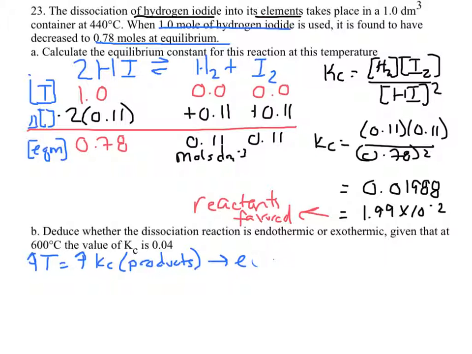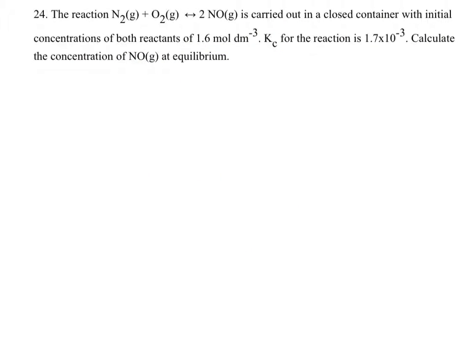Sorry for the spelling. So we are an endothermic process because we have a higher Kc and those Kc are products. When we increase temperature for an endothermic process, you are favoring that direction. Since we are increasing the value of Kc, we are increasing the direction of the products. 24. The reaction is carried out in a closed container with the initial concentrations of both reactants at 1.6 moles per decimeter cubed. Kc for the reaction is 1.7 times 10 to the negative 3.